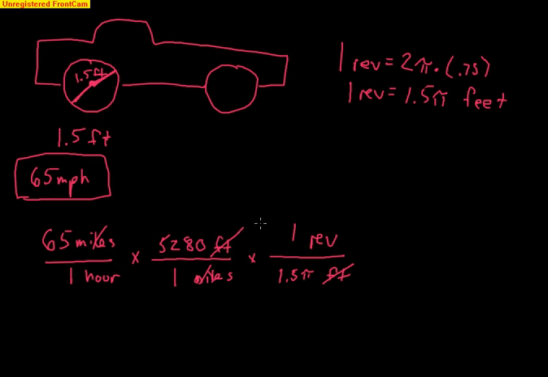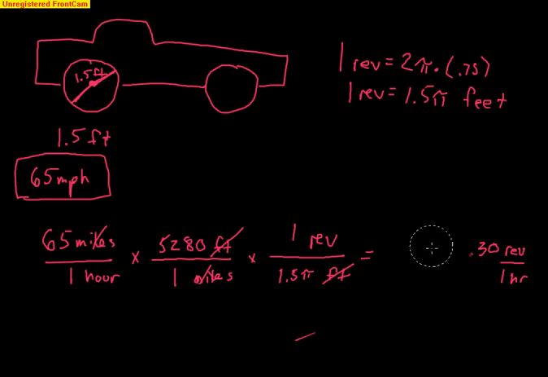So if I do 65 times 5280, that's the top, divided by the bottom, which I have to put in parentheses, 1.5 pi. Basically this tire is going approximately 72,829.30 revolutions every 1 hour. So every hour I'm driving, that tire has spun around almost 73,000 times. Now we might want to reduce this a little bit more. How many times it revolves per hour is a little bit weird.